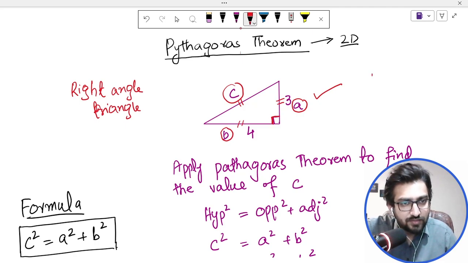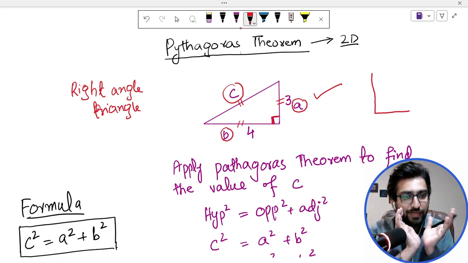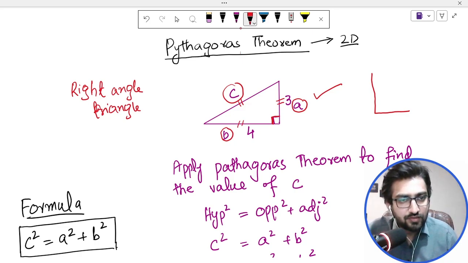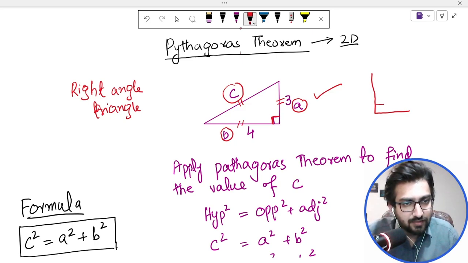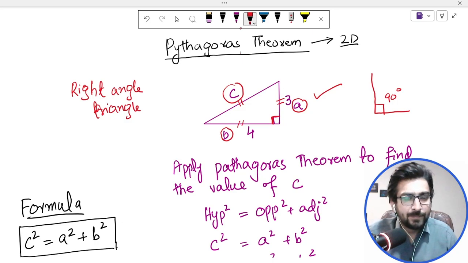And I explained that a 90-degree angle means that when two lines are perpendicular to each other like this, it means there is a 90-degree angle. This is a 90-degree angle here. So it means this is a right angle triangle, and we can apply Pythagoras theorem here.